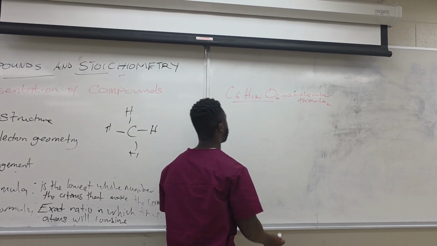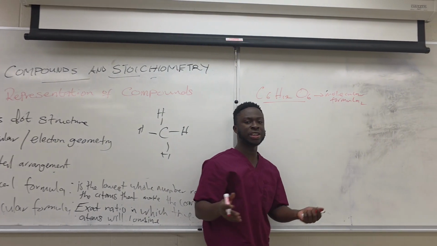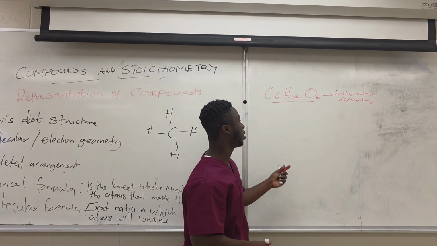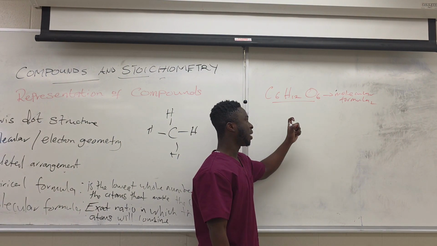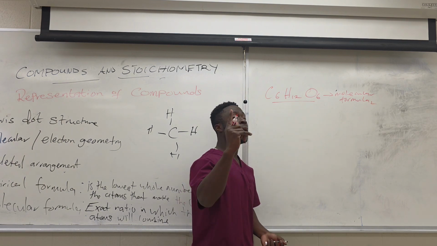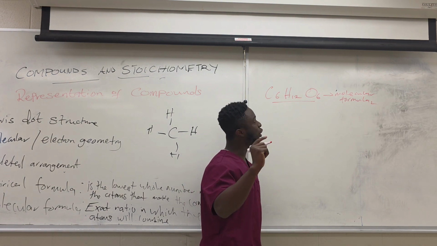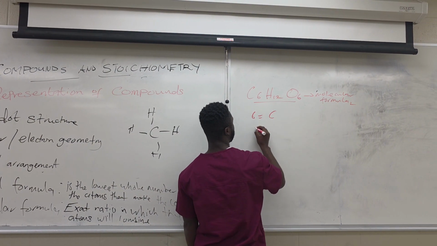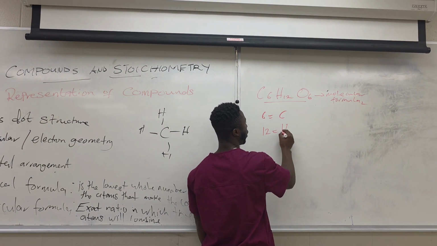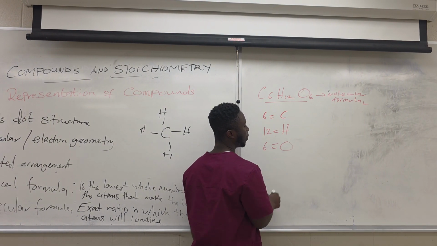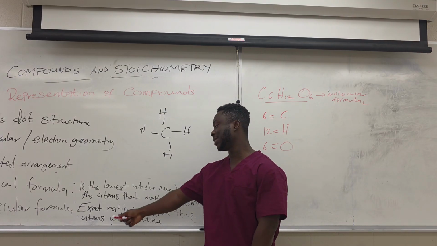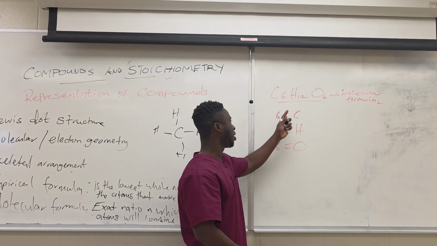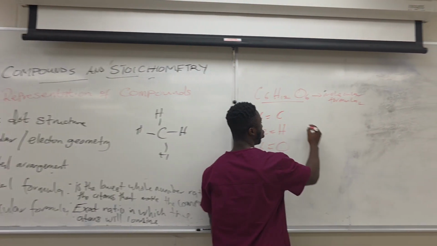And what it tells us is that no matter where you go in the universe and you take this compound, sugar, most of us know this already, no matter where you go in the universe and you take a sample of sugar, 1 mole of sugar is going to contain 6 atoms of carbon, 12 atoms of hydrogen and 6 atoms of oxygen. It doesn't matter where you go. That is the exact ratio that the sugar compounds arrange themselves in.